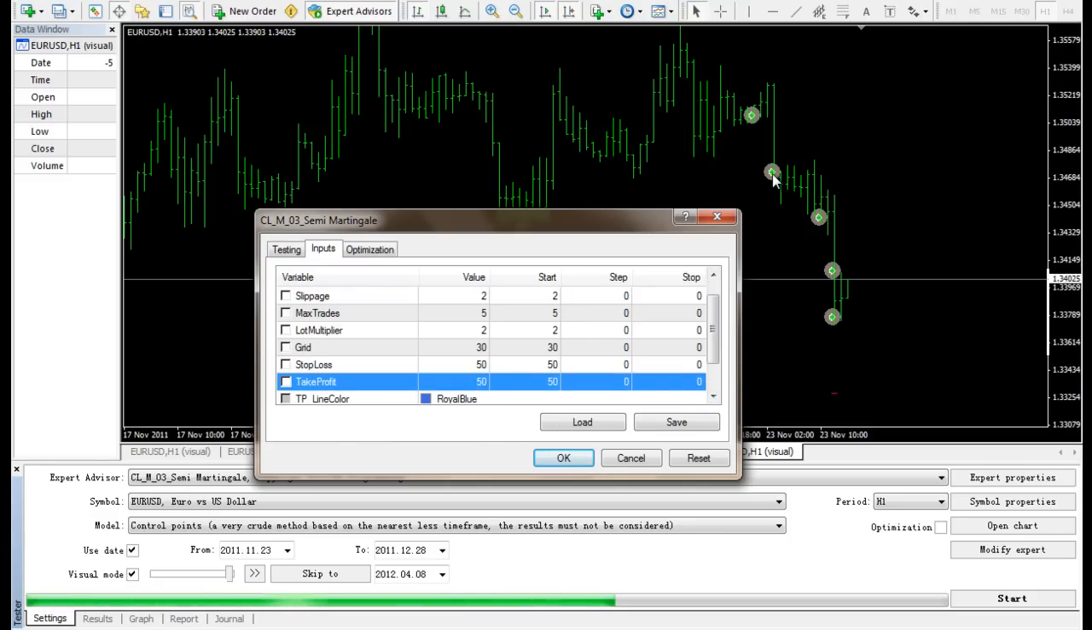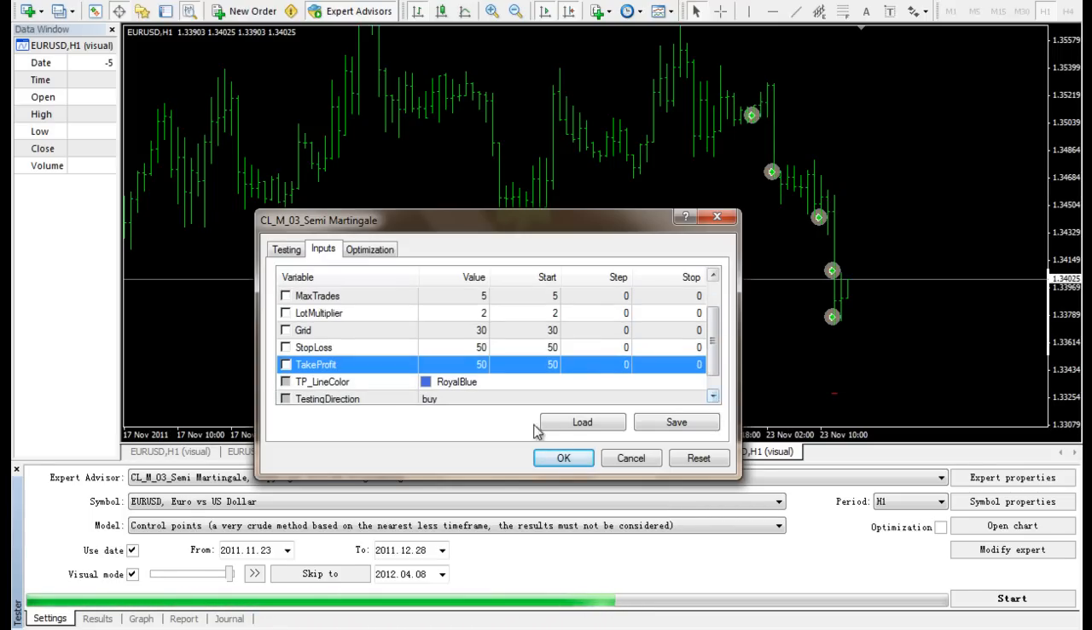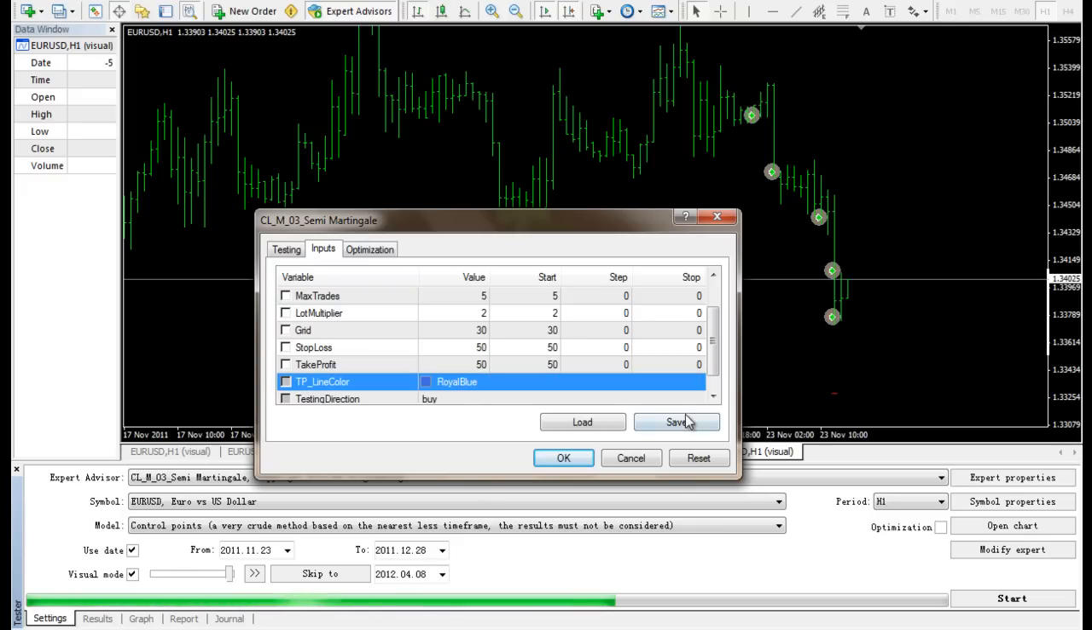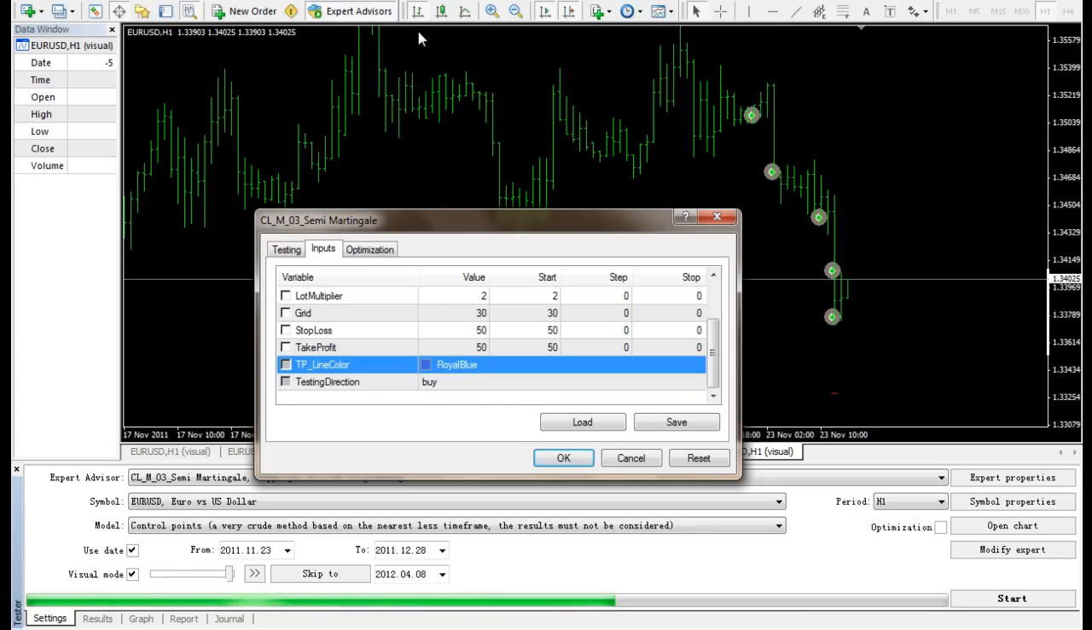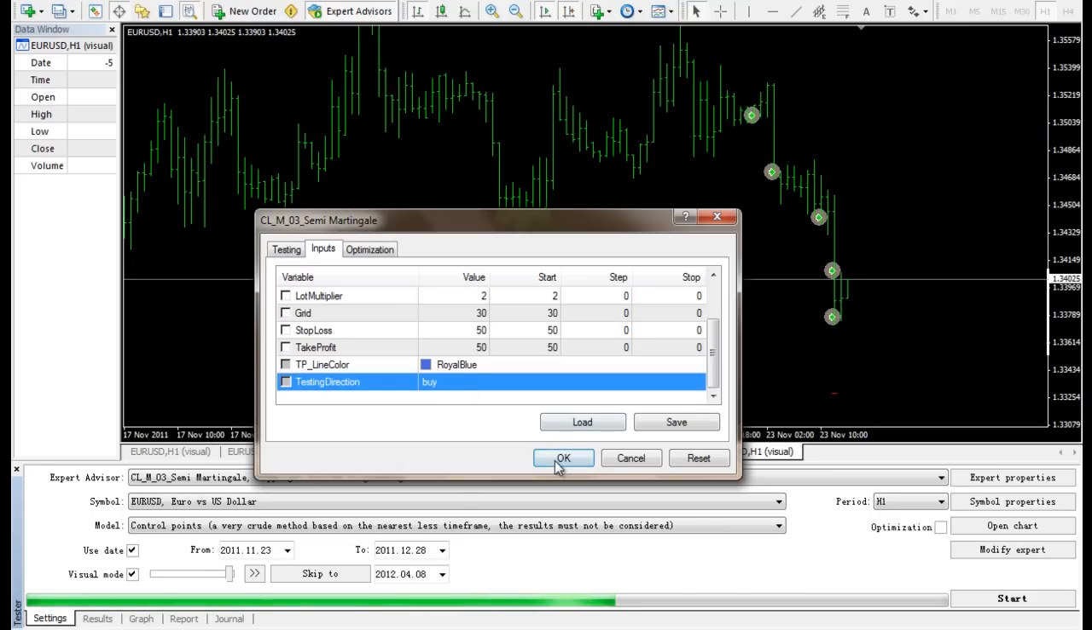Every time we open a trade, we put the take profit line at 50 pips above the most recently opened trade. However, as a user, you can freely move that. I will demonstrate that. This is the take profit line color here. And the last is testing direction. If it's BUY, then when you are using the strategy tester, it's going to open a buy for you to simulate your manually opened market order. If it is SELL, it's going to open a sell.